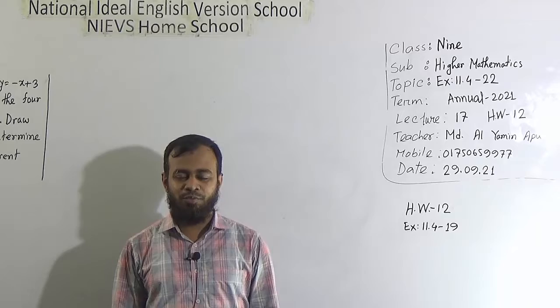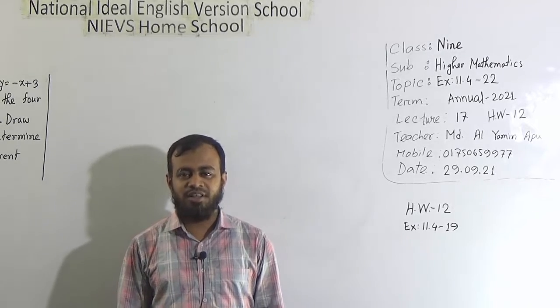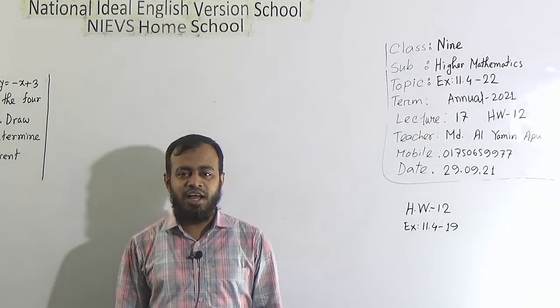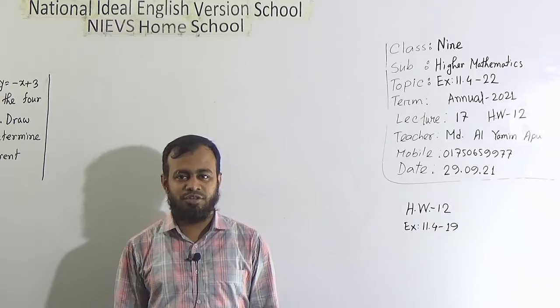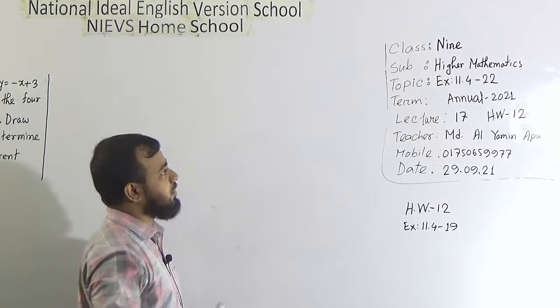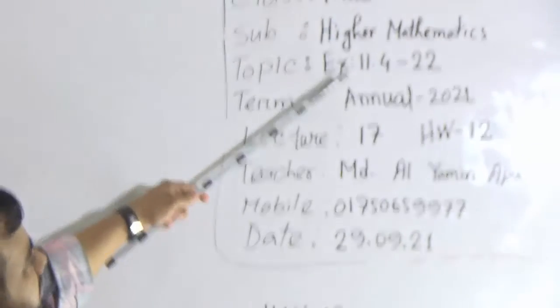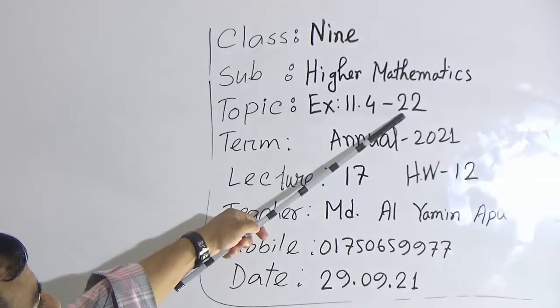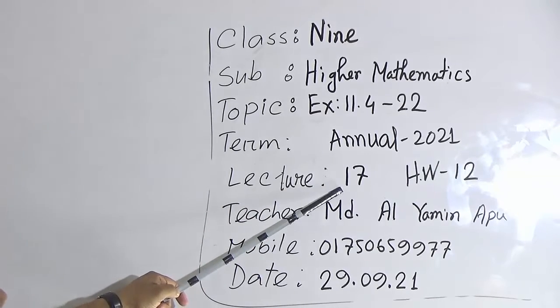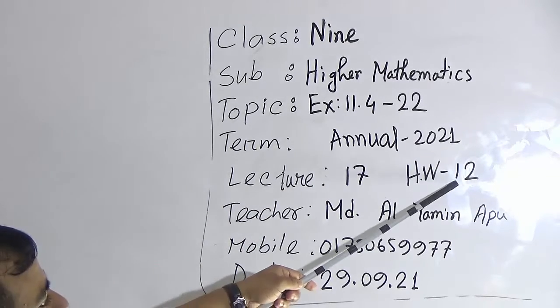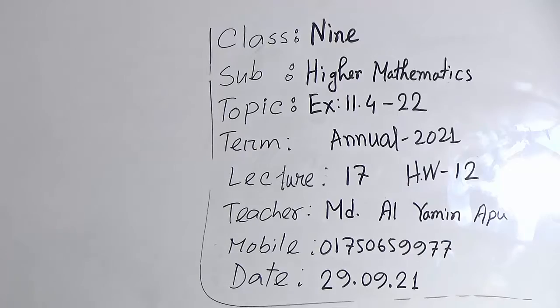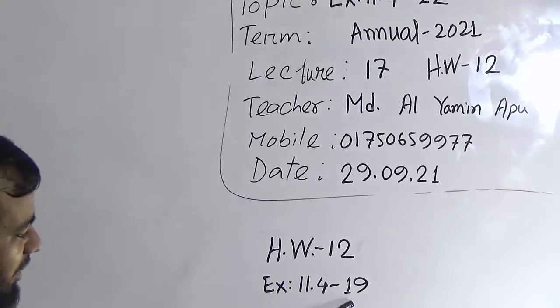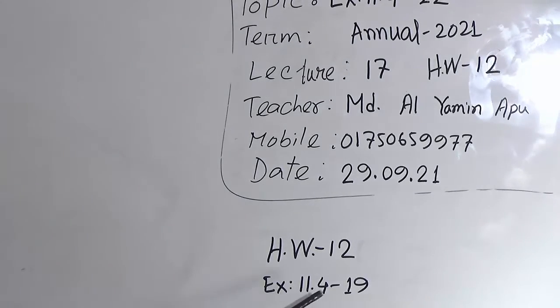I am Yamin Apu, an assistant teacher of mathematics, National Ideal English School, morning shift. I am going to take a higher math class for the students of class 9 today. Our today's topic is exercise 11.4, question number 22. Your lecture number is 17, your homework number is 12 for the annual term examination. As homework, you need to solve question number 19 from exercise 11.4.